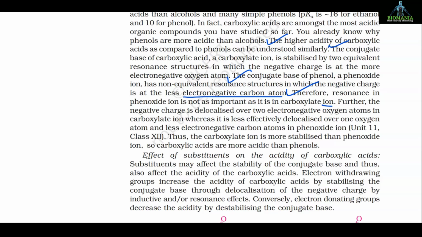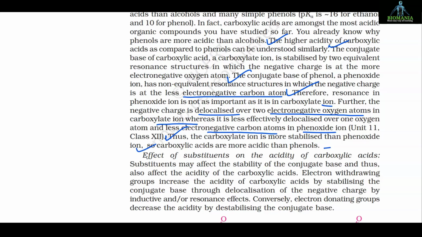Further, the negative charge is delocalized over two electronegative oxygen atoms in carboxylate ion, whereas it is less effectively delocalized over one oxygen atom and less electronegative carbon atoms in phenoxide ion. Thus, the carboxylate ion is more stabilized than phenoxide ion. So, carboxylic acids are more acidic than phenols.